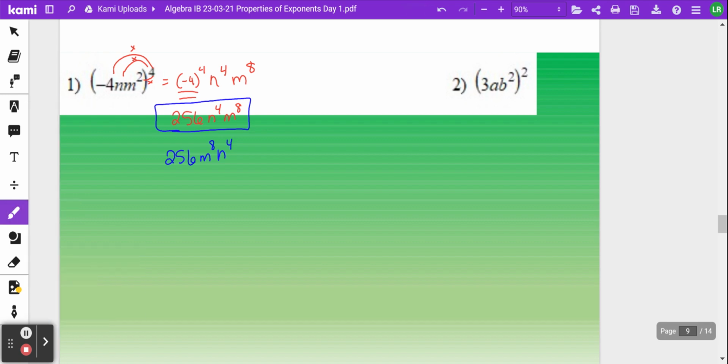Okay, let's look at this one together. 3ab squared in parentheses raised to the second power. So, again, first thing I'm going to do is put my exponents on bases that don't have them. So those are ones. For the 3, 1 times 2 is 2. So it's 3 squared. For the a, 1 times 2 is 2. So it's a squared. And for the b, 2 times 2 is 4. Then the only thing I have to figure out is what 3 squared is. 3 squared, 3 times 3 is 9. And that is the power property.